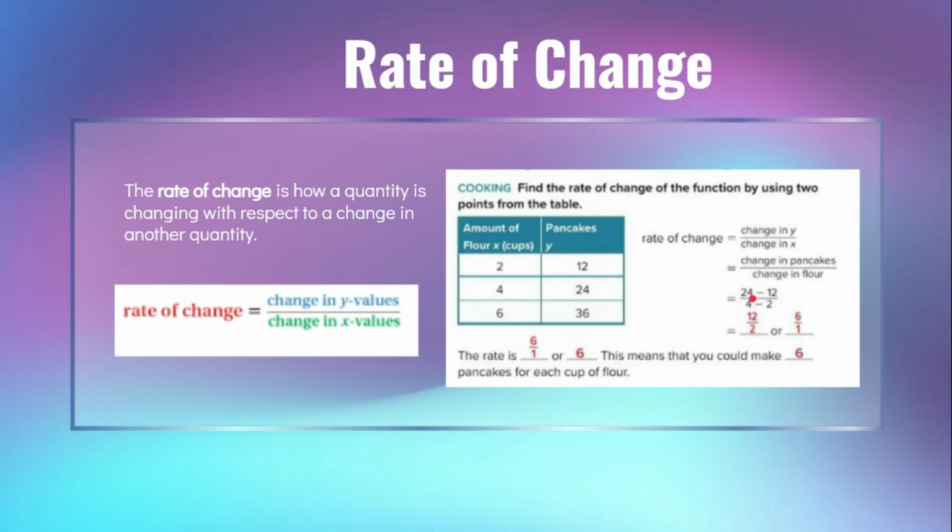We solve this. 24 minus 12 is 12 over 4 minus 2, which is 2. We can simplify or divide here. So 12 divided by 2 equals 6, or if we simplify, it's 6 over 1, which is translated into 6. Therefore, we say that the rate is 6, which means that we can get 6 pancakes from each cup of flour.